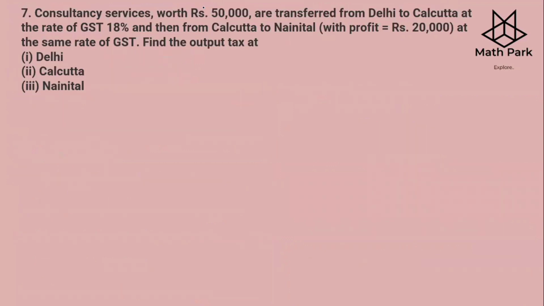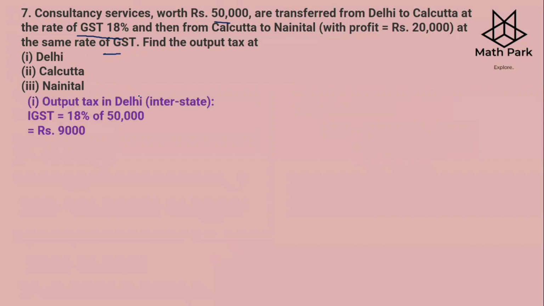Consultancy services worth rupees 50,000 are transferred from Delhi to Kolkata at the rate of GST 18%, and then from Kolkata to Nainital with a profit of 20,000 at the same rate of GST. Find the output tax at Delhi, Kolkata and Nainital.